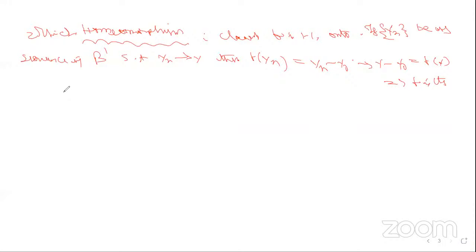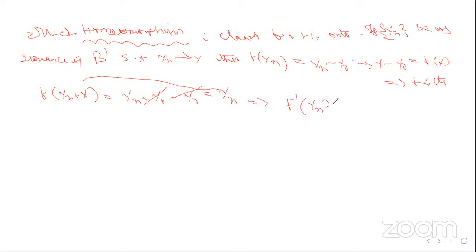Now F of Yn plus Y naught. Under substitution, Yn plus Y naught minus Y naught, here Y naught cancels and Yn will come. From these two functions, take the inverse. Transposing F, this can be written as F inverse of Yn equal to Yn plus Y naught. I transposed the F on the LHS to the RHS.